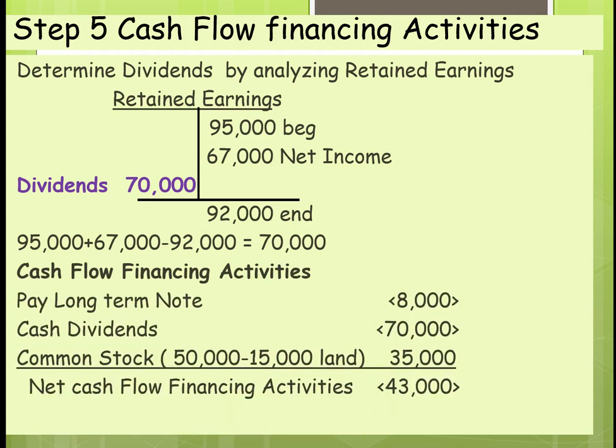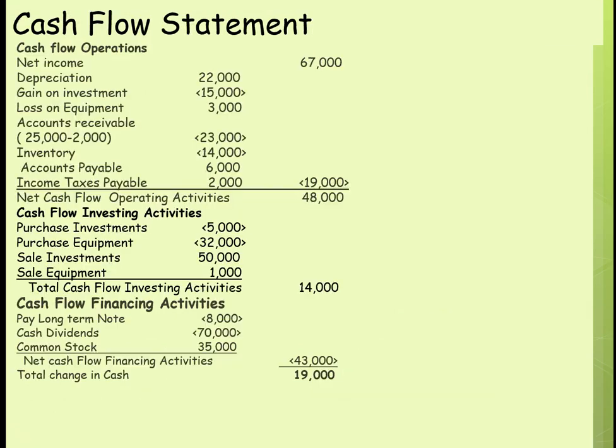Cash flow from financing activity. We paid off a note, we paid out cash dividends, and we had common stock of $35,000, so we used $43,000 for financing activities. Now we can put together our cash flow statement. And here it is. Our total change is 19, which is what it should be. We add our beginning balance, and that tells us our ending balance was $70,000, which it was. That ends this presentation on the indirect method.